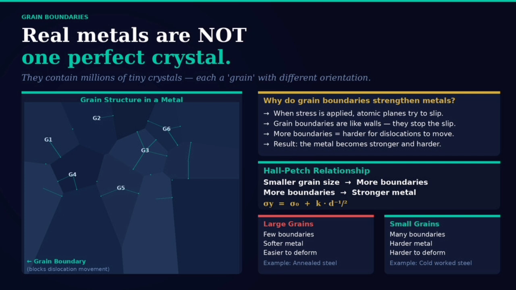You can see this in the diagram. Each colored region is one individual grain with its own crystal orientation. The lines between them are grain boundaries. When stress is applied to a metal, atomic planes try to slip. But grain boundaries act like walls.